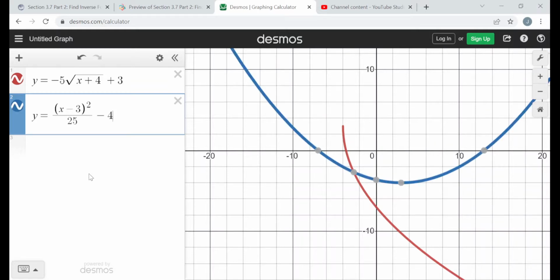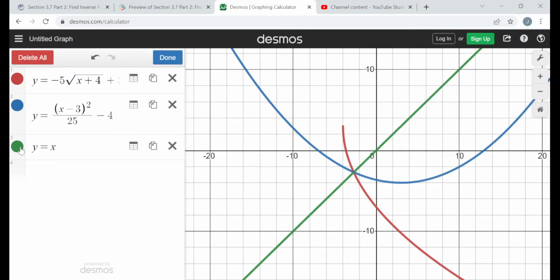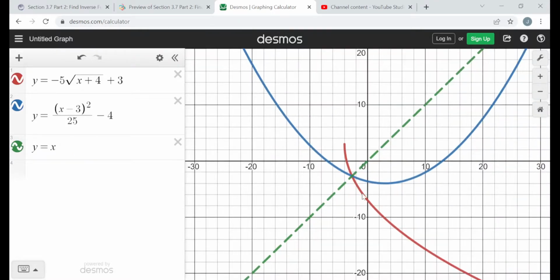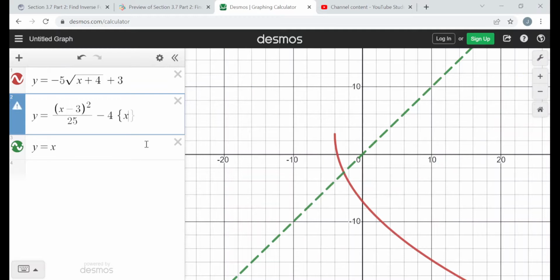Now you see that graph is not the entire thing, it's too much. If I put in the line y equals x, and make that a dashed line, because it shouldn't really belong. Do you see how if I reflect the red graph across the line y equals x, across this green dashed line, I'll get part of the blue graph, but not all of it. I don't get the entire thing, and that's why there's that restriction. The restriction you put in braces: x needs to be greater than or equal to 3. Or sorry, less than or equal to 3. Close the braces, and there you go.